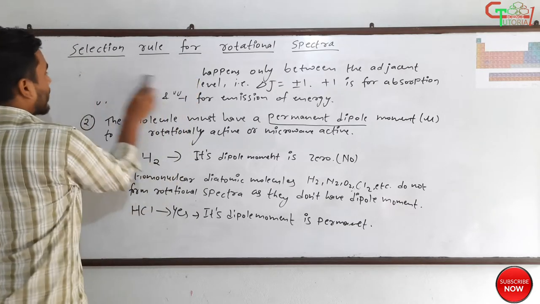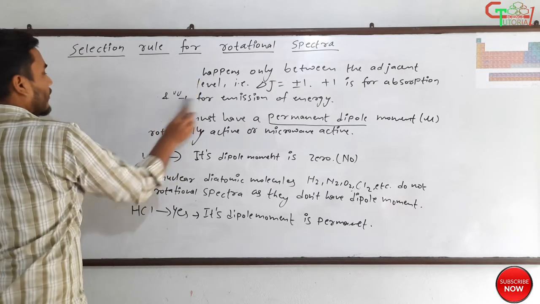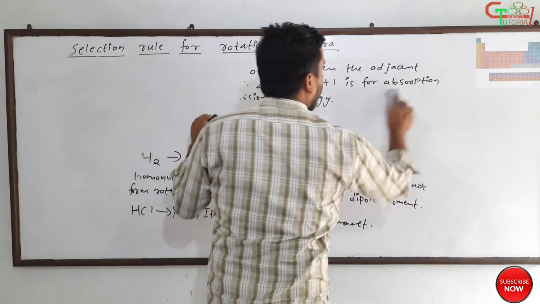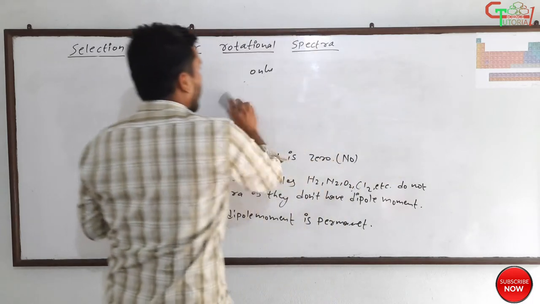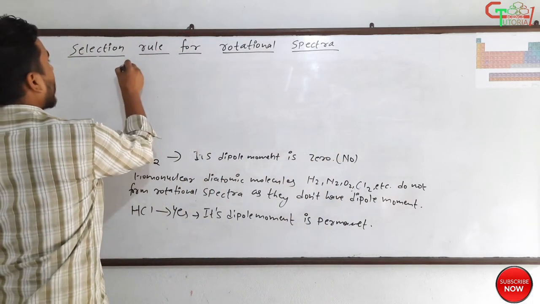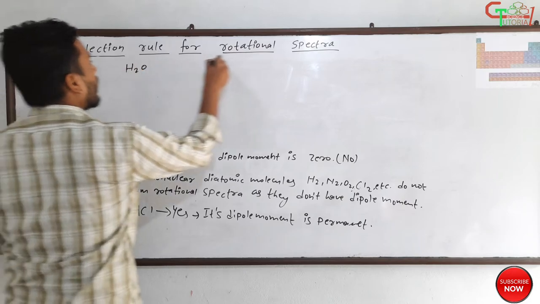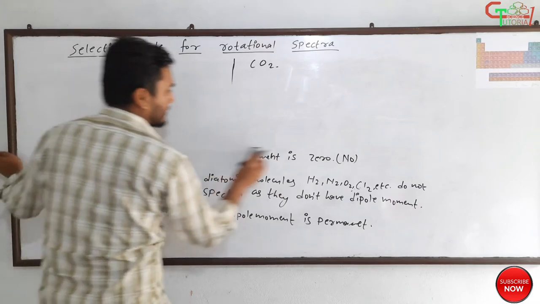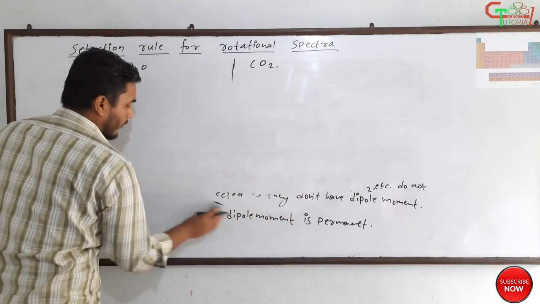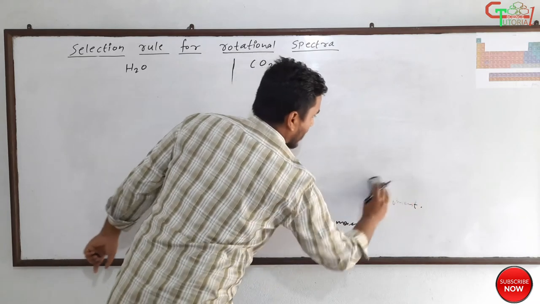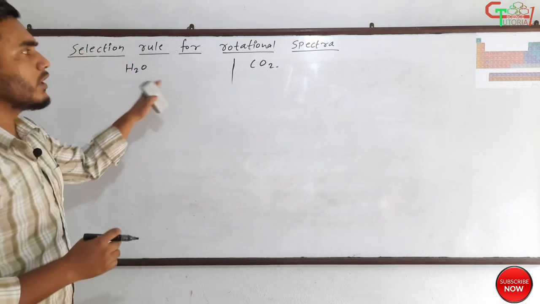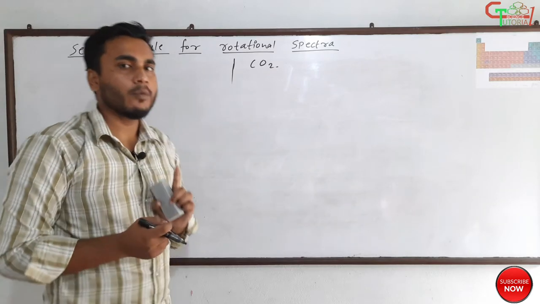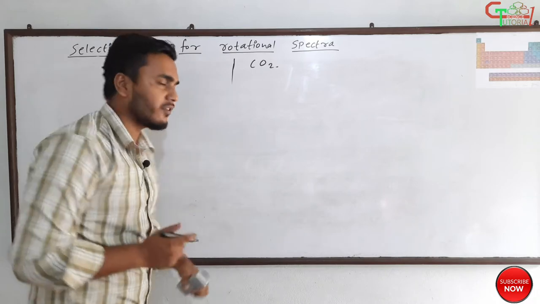Let me erase this portion. Now there is a question for you. Tell me, will carbon dioxide and water form rotational spectra? Carbon dioxide and water, H2O and CO2, which of these will form rotational spectra? This is a very important question that is frequently asked in examination as well. Which of them will show rotational spectra? So for that, we need to see whether they have permanent dipole moment or not. And for that, we need to see its structure.